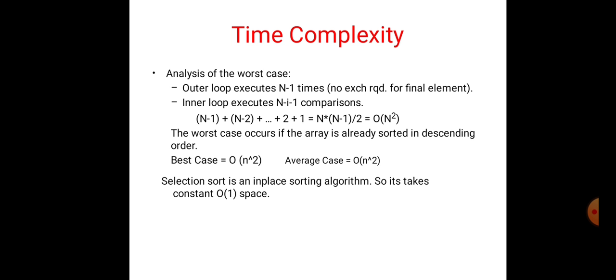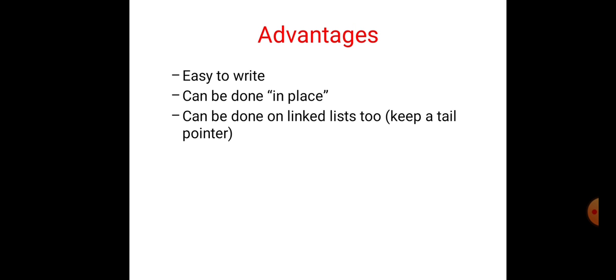Selection sort is an in-place sorting algorithm. What do you mean by in-place? In-place means internal sorting. Internal sorting means all the sorting takes place in the main memory itself and no external memory is needed. So it's an in-place sorting algorithm. It takes only constant space, big O of one. A single extra space is enough for it.